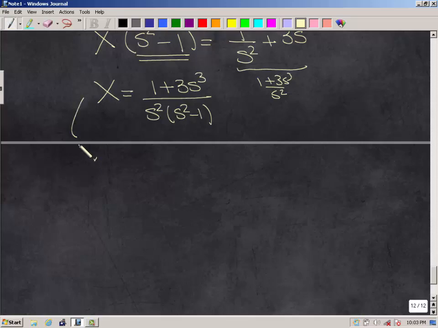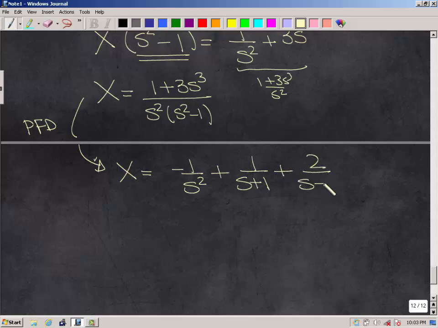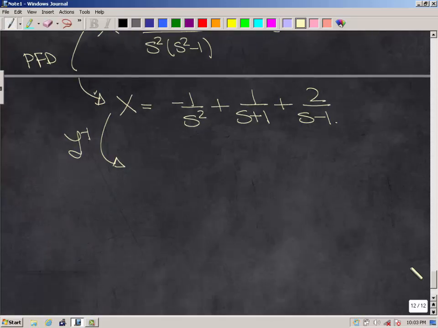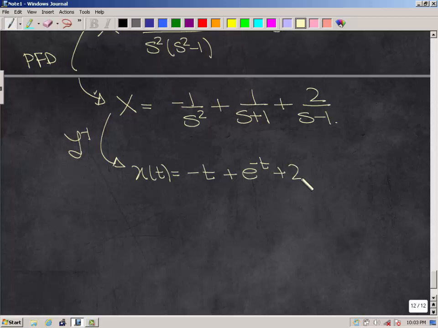Now, just for the sake of time, I'm not going to do the decomposition here, but you guys know how to do this. So if I were to do the partial fraction decomposition, I did this earlier, we get big X is equal to minus 1 over s squared plus 1 over s plus 1 plus 2 over s minus 1. So that's what you're going to end up with. Now we're going to take the inverse Laplace of this. The inverse Laplace of big X is little x of t. This is just negative t, plus e to the negative t, plus 2e to the t. That's what we get.